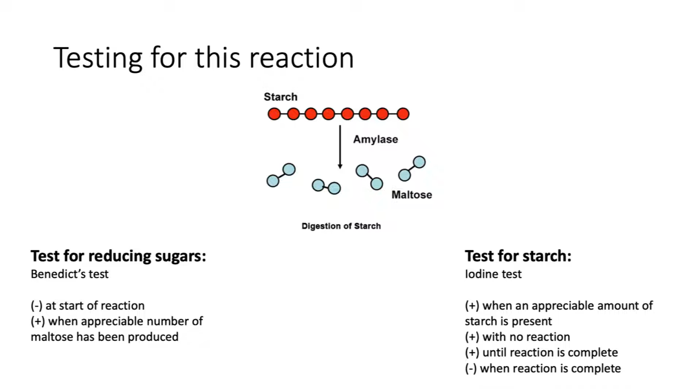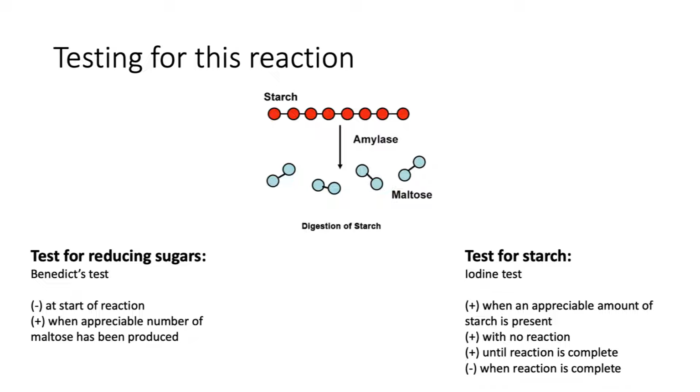So recall previous labs where we've learned how to test for different types of molecules. We can test for both reducing sugars like maltose, and we can test for starch, okay? The test for reducing sugars is the Benedict's test, and the nice thing about the Benedict's test is that it's negative at the start of the reaction, and then as soon as we get some reaction happening, we should get a positive result, indicating that some appreciable amount of maltose is present.